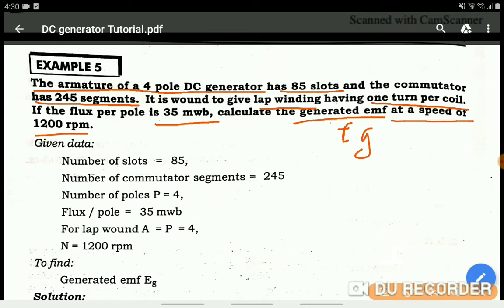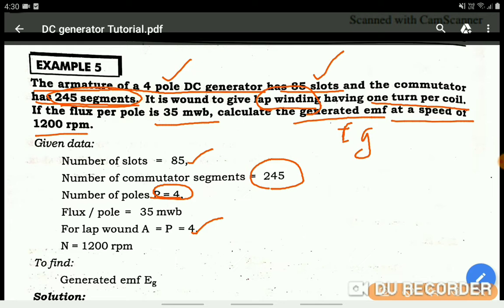From this, just collect all the information. Number of poles P equal to 4. It has 85 slots, so number of slots is equal to 85. The commutator has 245 segments, so number of commutator segments equal to 245. It's a lap winding machine. As far as lap winding is concerned, A equal to P equal to 4.